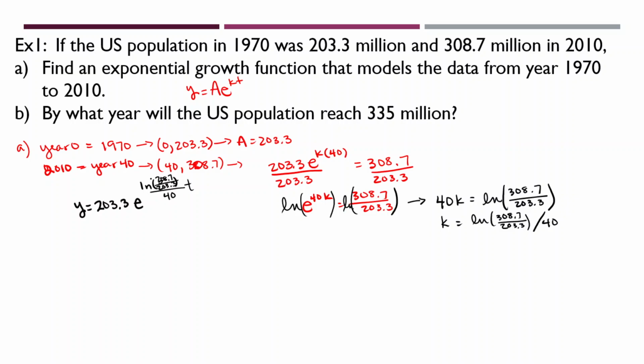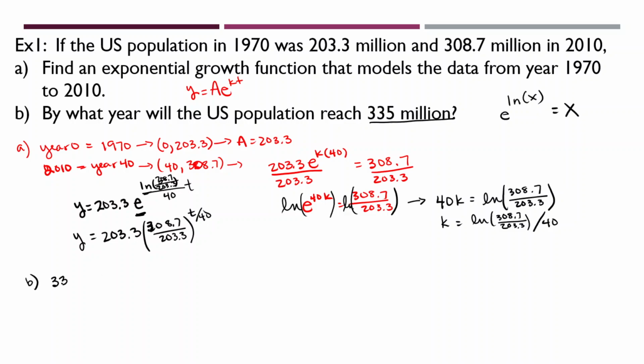Okay. Now I can get a calculator out. Let's simplify this a little bit. First of all, if I have e to the natural log of something, this will just equal x. So this will simplify down to this base of 308.7 divided by 203.3 raised to the t over 40. So if you want to simplify it, you can. So this is my function though.